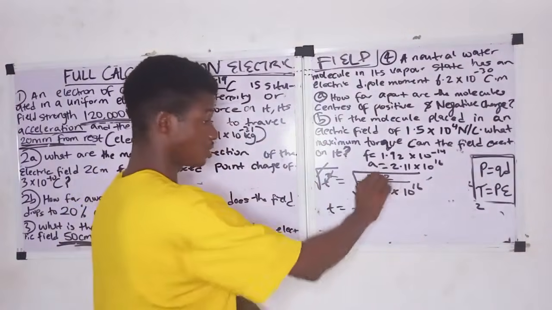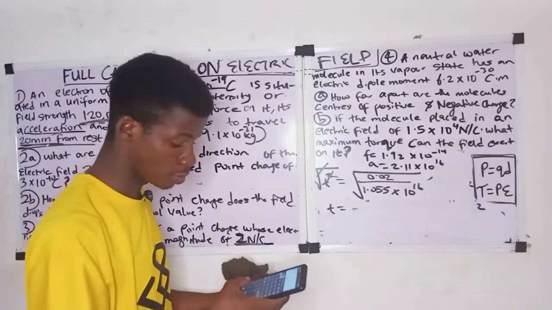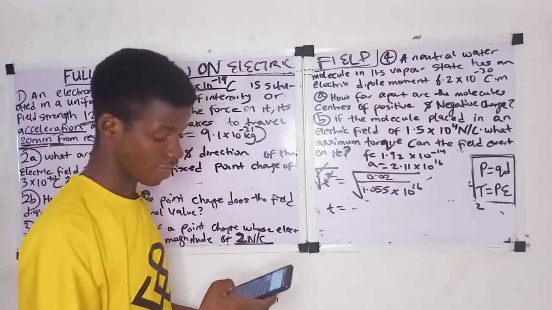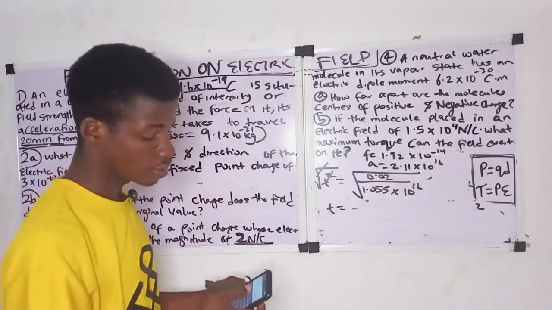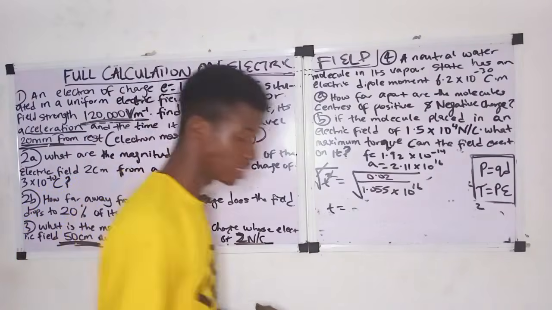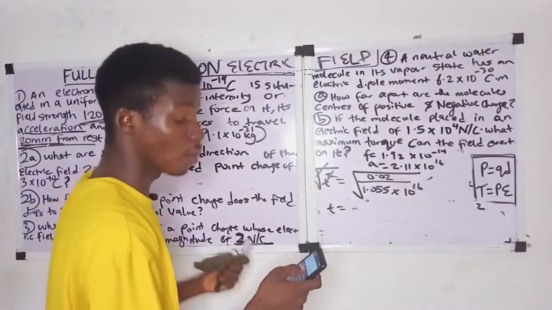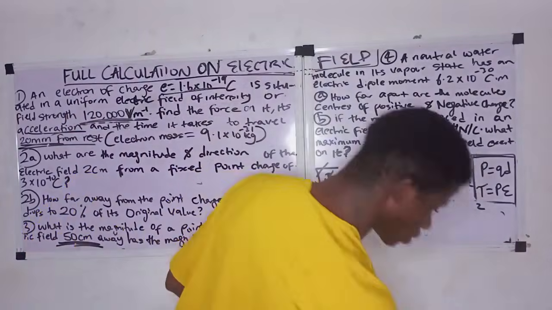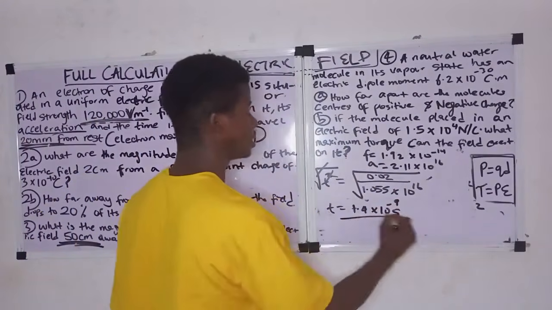We can use a calculator to do it straight. So the square root of 0.02 divided by 1.055 times 10 raised to the power of 16. If we do it, we have 1.38, or we can say 1.4 times 10 raised to the minus 9. So the time is 1.4 times 10 raised to the minus 9 seconds. So this is the time.